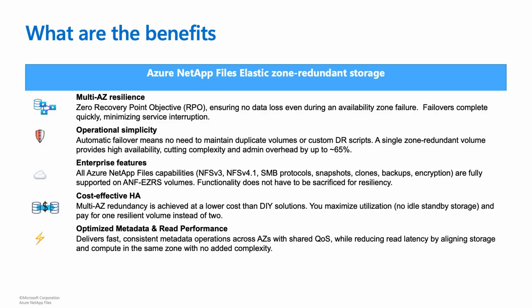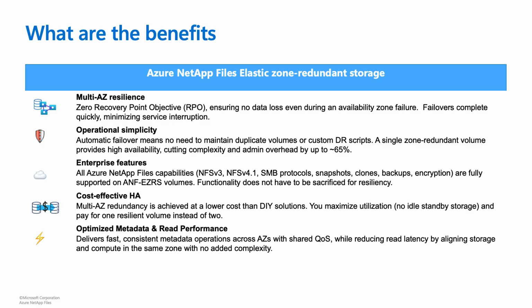Third, you keep all enterprise features you expect from Azure NetApp Files. NFS v3, NFS 4.1, and SMB protocols are there, as well as snapshots, writable clones, backups, and encryption, all working on a zone redundant volume. There is no trade-off between features and resilience.